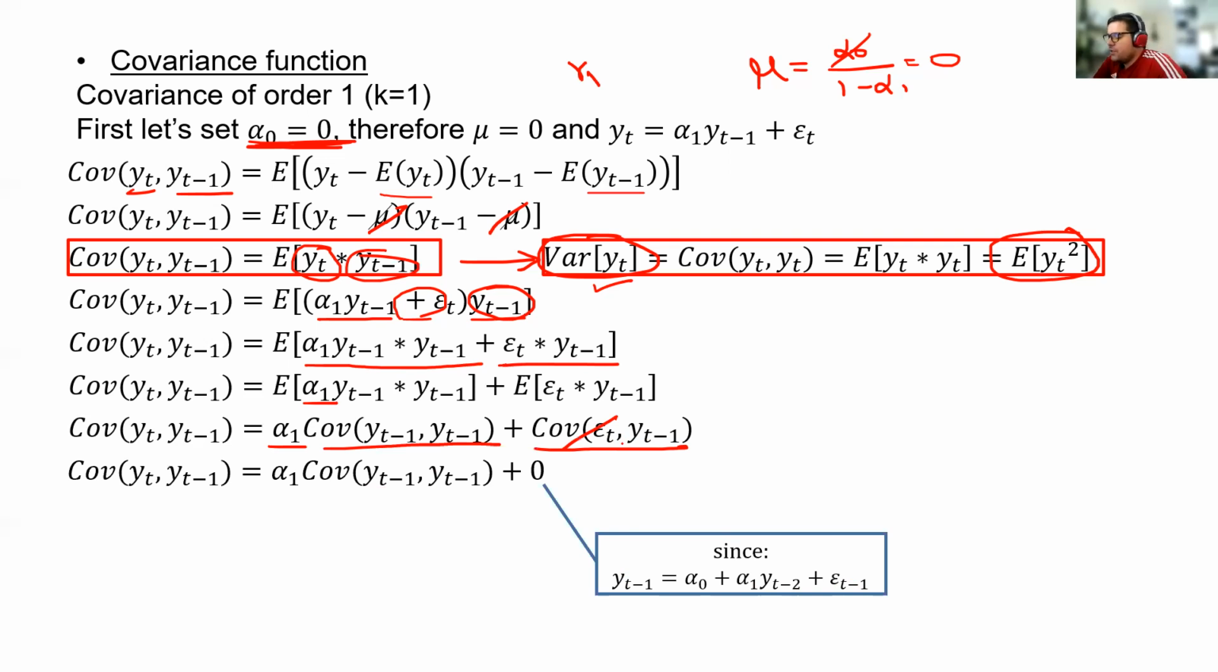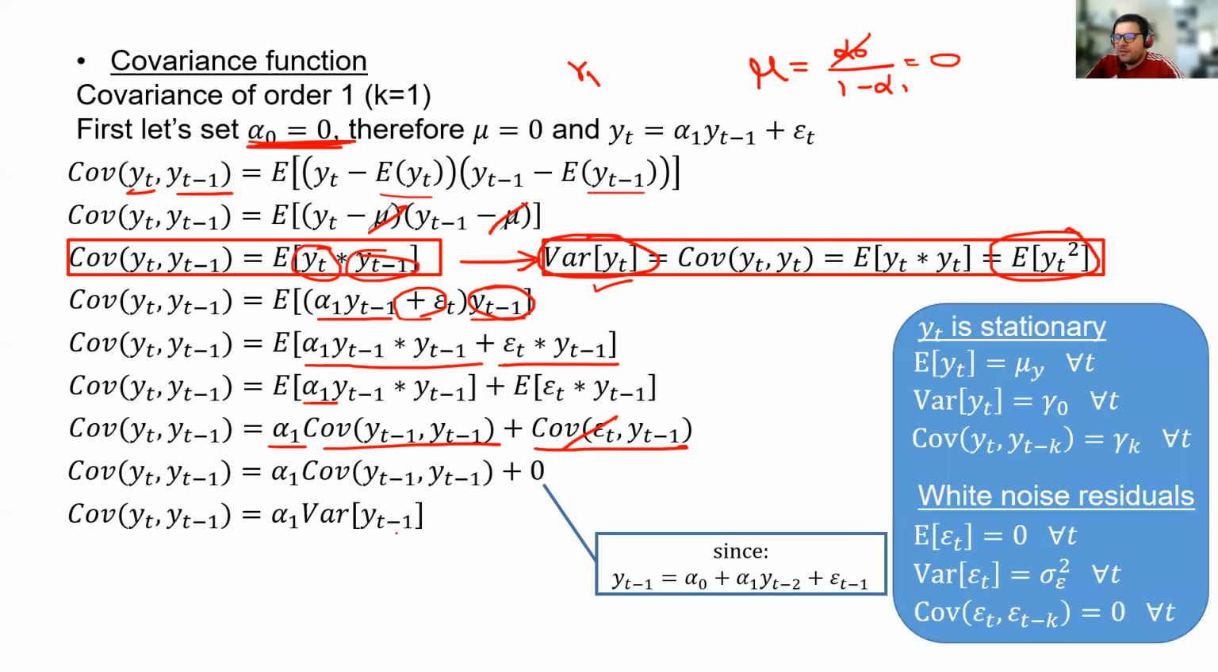We don't need to explore terms where there is no correlation. Et minus 1 is not correlated to yt minus 1, not directly correlated at least. So they will go to 0. And in here, like I mentioned before, this is equal to the variance of yt minus 1. And we know from our assumptions that the variance of yt at every t, so yt minus 1 included, will be gamma 0. So we have now gamma 1, the covariance for the first order.